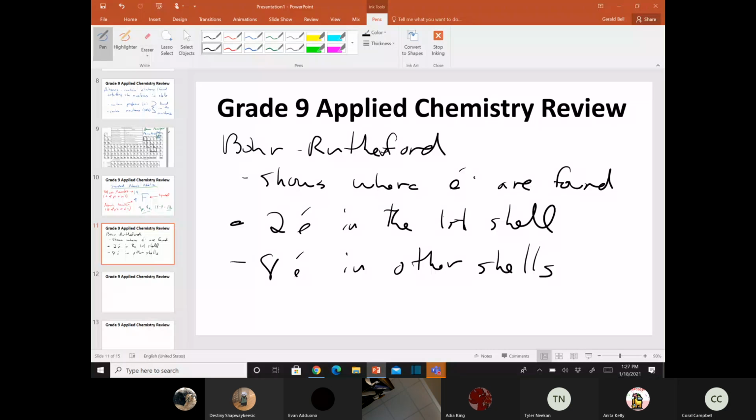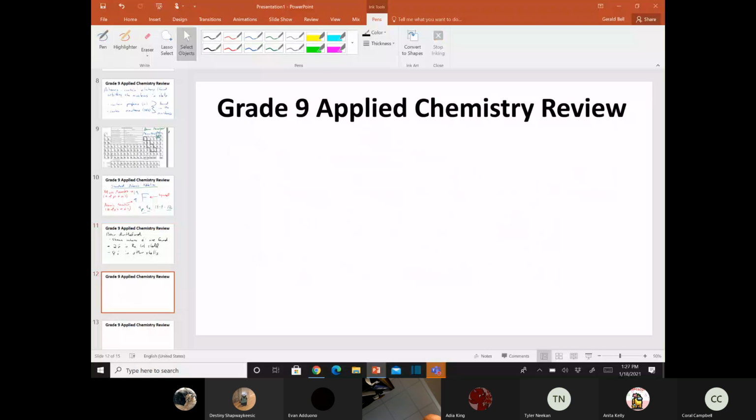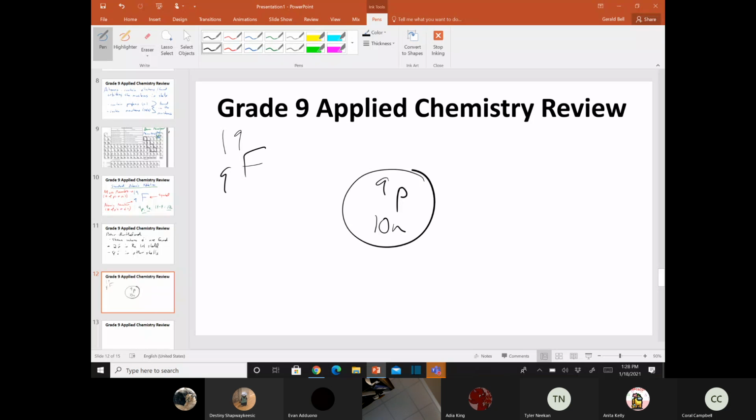So even using that example from earlier, we said that this one has 9 protons and 10 neutrons, so you can just draw a little circle around that. So what's going on here? We got 9 P's and 10 N's. We already figured that out earlier. And that's our nucleus. So those 2 particles are found in our nucleus.